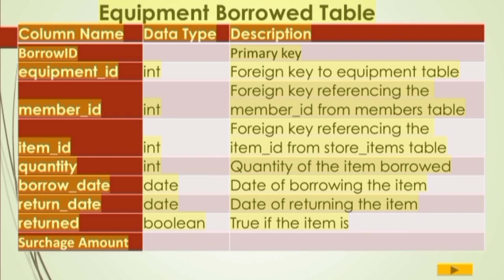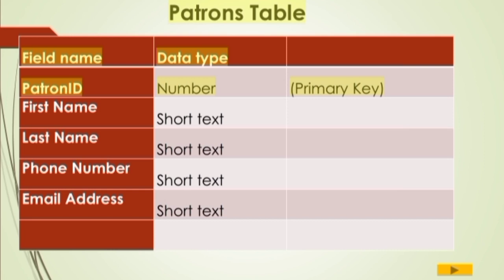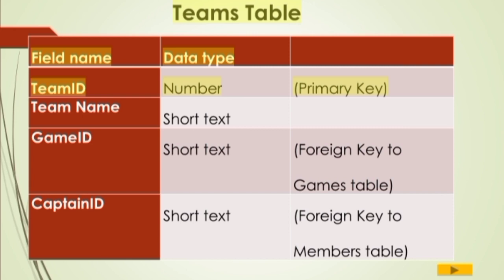Patrons table. Field name, data type. Patron ID, number, primary key. First name, short text. Last name, short text. Phone number, short text. Email address, short text. Teams table. Field name, data type. Team ID, number, primary key. Team name, short text. Game ID, short text, foreign key to games table. Captain ID, short text, foreign key to members table.